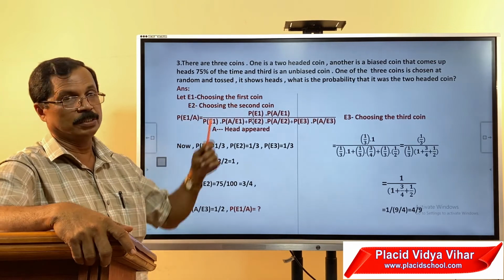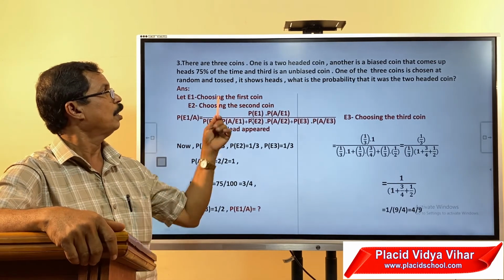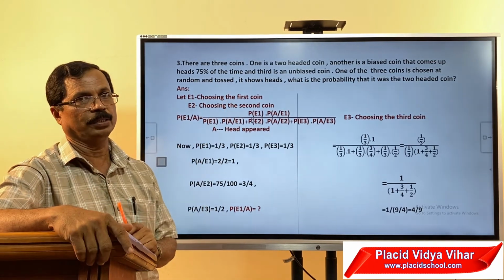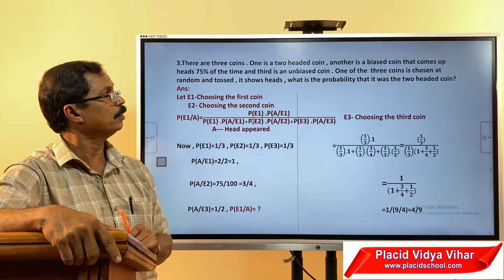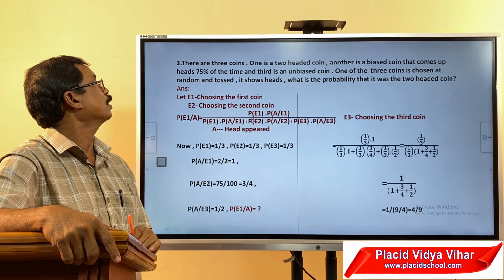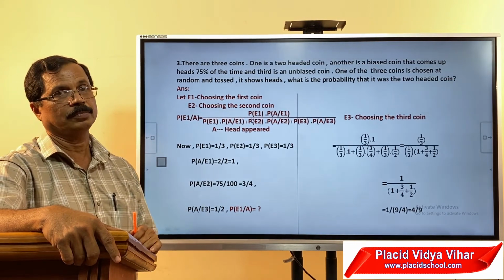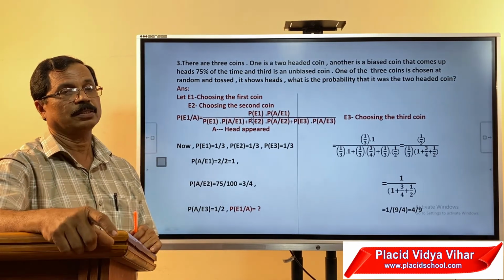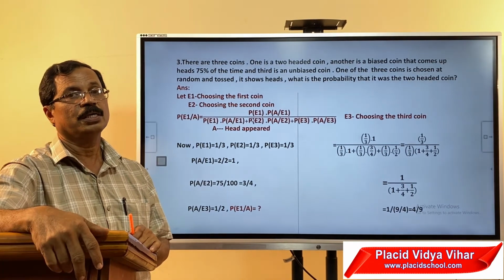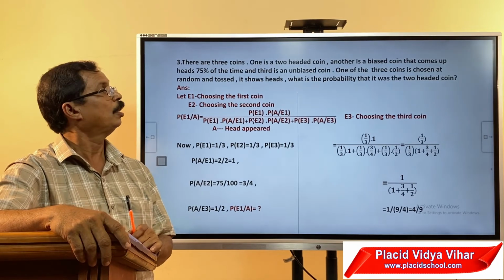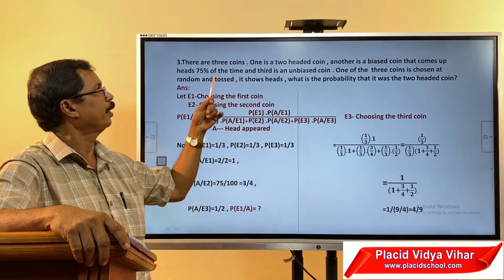Okay, there are 3 coins. One is a 2-headed coin, which means both sides are heads. Another is a biased coin that comes up with heads 75% of the time. So look at the second coin. It is biased. If you toss the coin, there is a 75% chance of head.